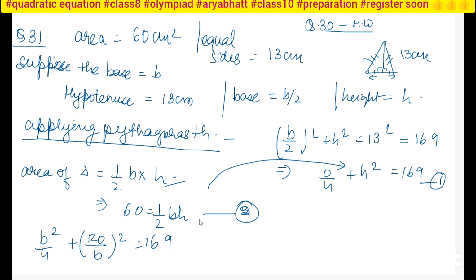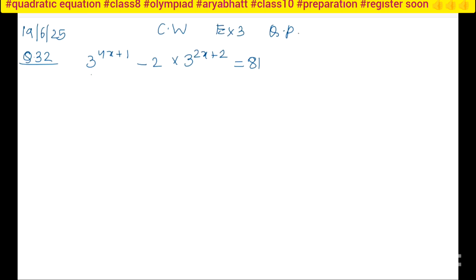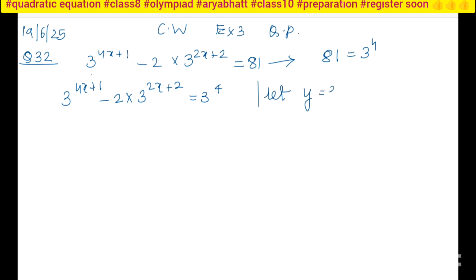Screen is not visible. So when these type of questions come, how will we write? See, I can write 81 in the powers of 3, right? Like this way, I can write it. Okay, so now how does my equation become? My original equation becomes 3 to the power 4x plus 1 minus 2 into 3 to the power 2x plus 2 is equal to 3 to the power 4. Now we will assume let y is equal to 3 to the power 2x. This is what we assume.